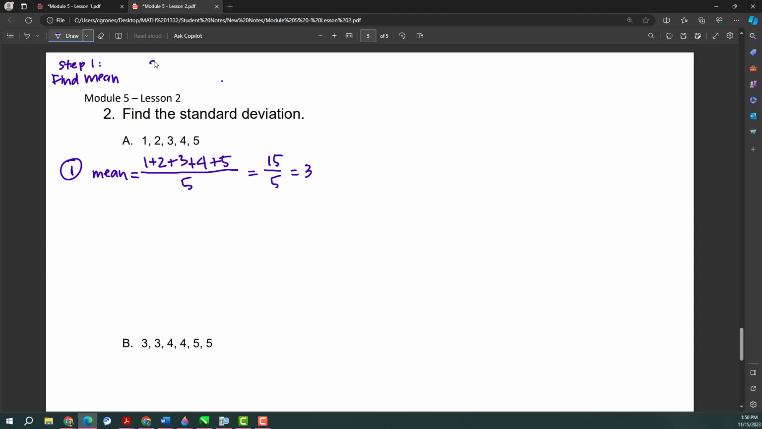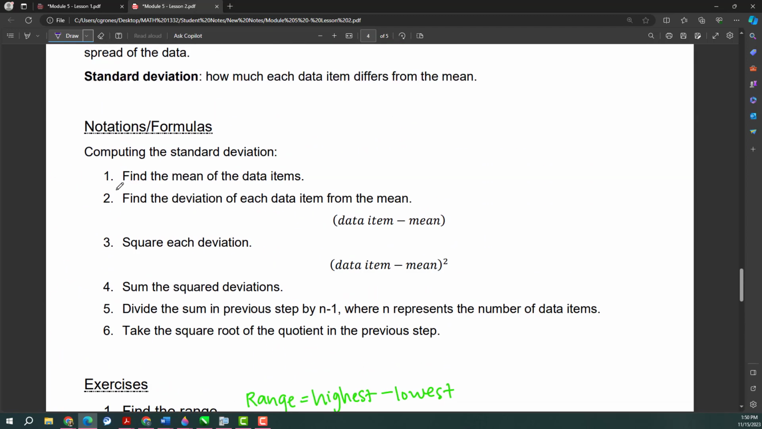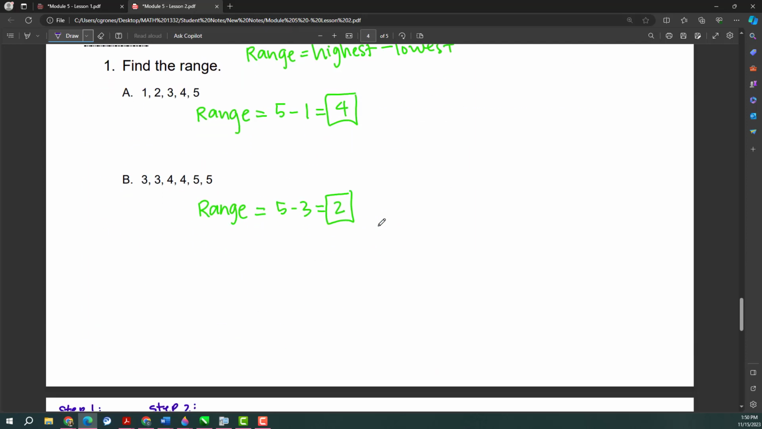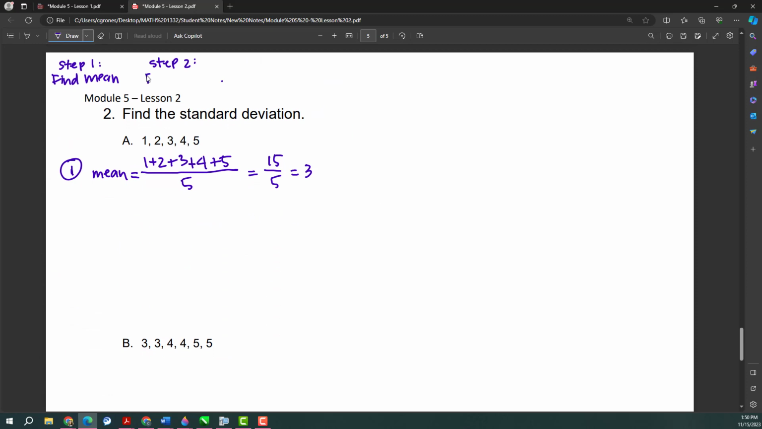Step 2 is to find the deviation of each data item. So if you look up here, we're going to take the data item minus the mean. So I'm just going to write deviation, and then I'm going to write data item minus mean. So step 2, we have our items 1, 2, 3, 4, and 5. And we are going to subtract the mean from each of these items.